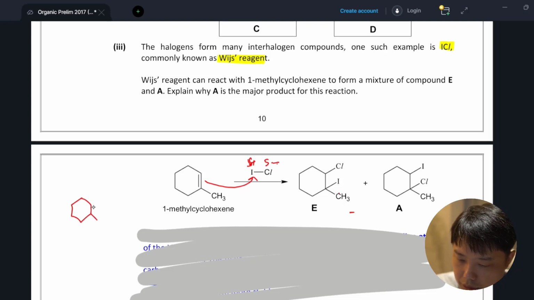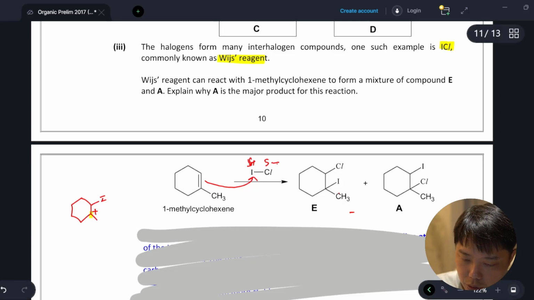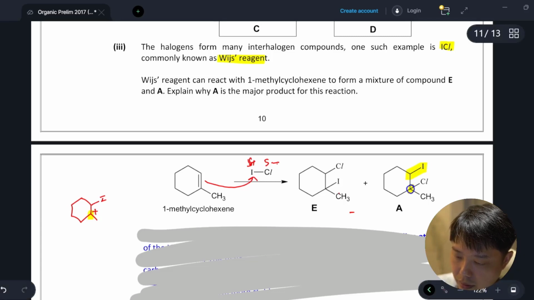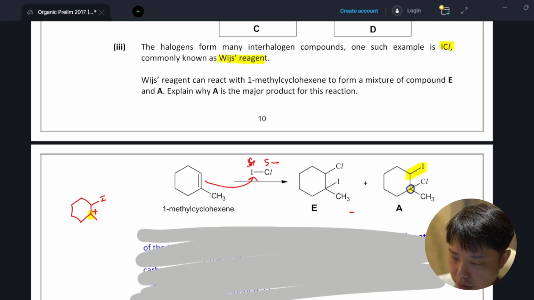Okay, you get an intermediate that looks like this because the positive charge prefers to be on the more substituted carbon here. So therefore the C–Cl bond will be formed on the other carbon instead. So this will be the bond that is formed, and then here is your carbocation, and then your Cl minus will then attack this second carbon right here, forming A as the major product.